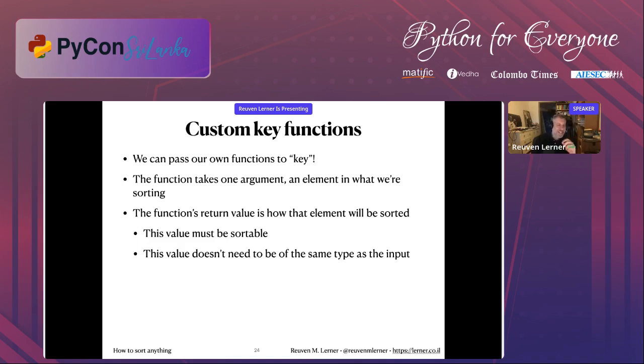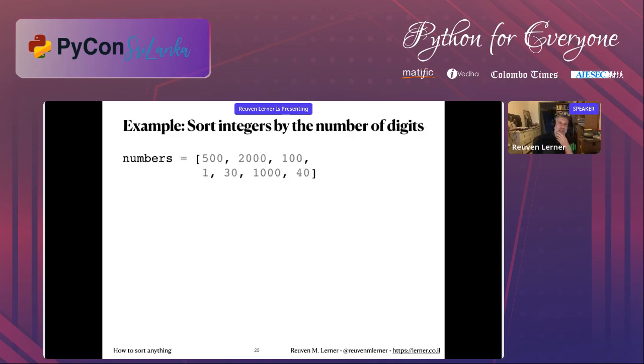Then we're fine. And here is another key thing to understand. I keep using that phrase. The value that is returned by the function does not need to be the same type as the input, but we knew this already because the len function takes a string or a list or a tuple and returns an integer, but we were able to sort by len, right? So here's an example. I'm going to sort integers by the number of digits.